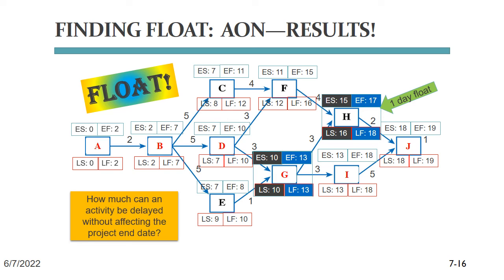If task G is late or runs longer than expected, task I will be late. That will cause task J to be late and break our project end date. Of course, we remember that task G is on our critical path. That's why its letter is red. Tasks on the critical path always have 0 days float. That, in fact, is the definition of the critical path.